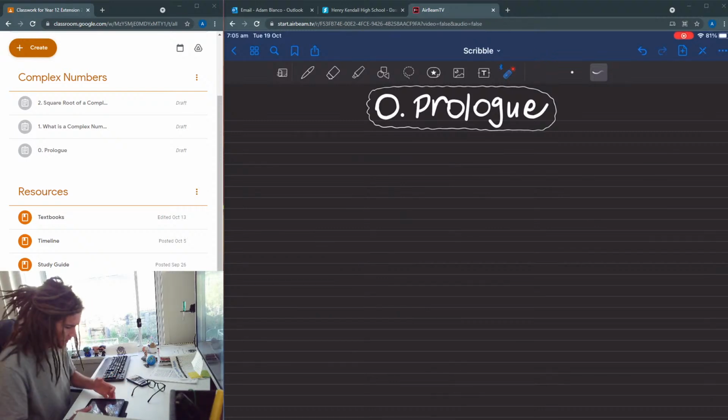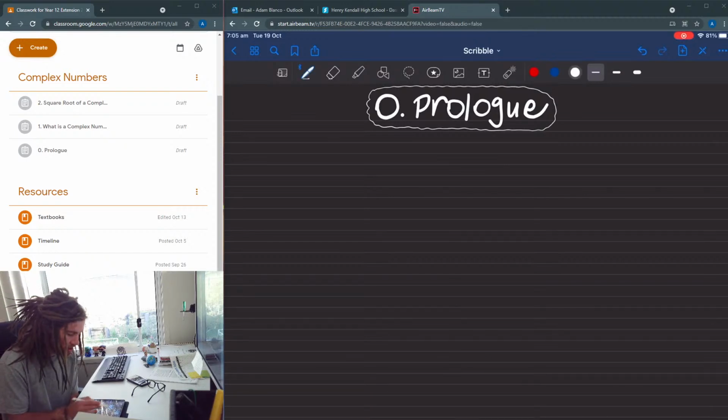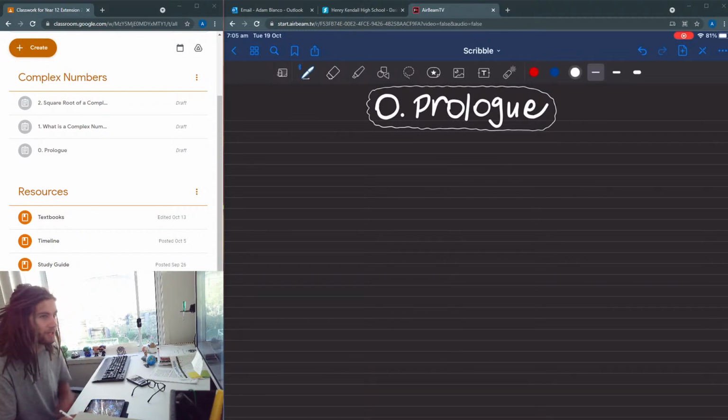So anyway, let's look at what you already know, and how we can build on that to discover complex numbers for ourselves, because it's genuinely something that someone probably did one day and they were like, oh, this is a thing.